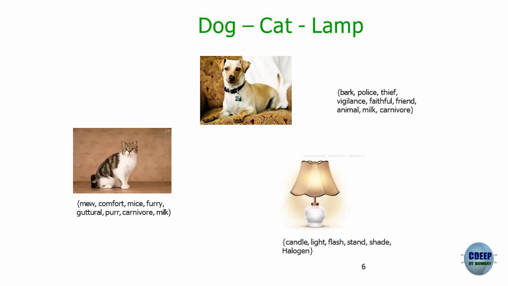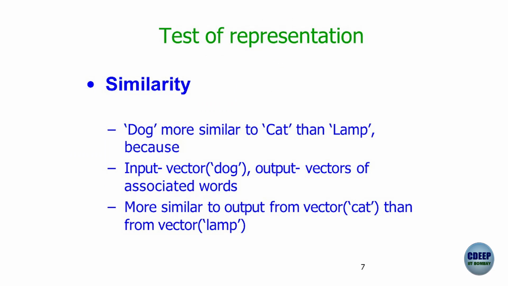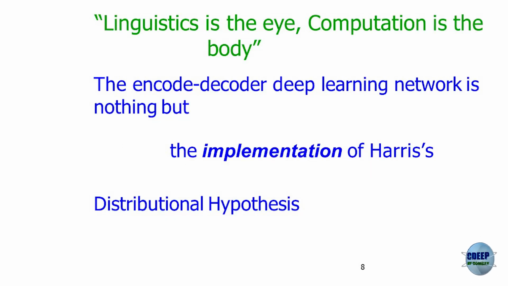And we already discussed the similarity between dog and cat being more than dog and lamb. So if the skip-gram network is given the input vector for dog, then the output will be vectors of the associated words, the contextual words. So the words which emerge at the output layer for dog and cat will be more similar compared to dog and lamb. The encoder-decoder deep learning network is nothing but the implementation of Harris's distributional hypothesis.